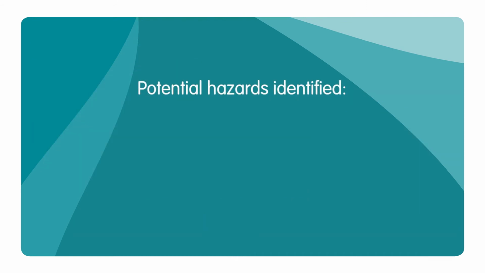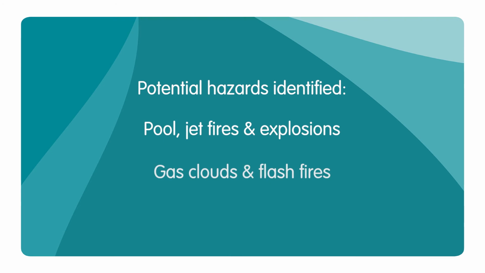Potential hazards identified as a result of leaks. Well, firstly, we have pool and jet fires and explosions. These fires and explosions are fatal in a very small area; their extent is relatively close to the leak source, so minimum consequences elsewhere. However, with gas clouds and flash fires, these flammable gas clouds may extend over significant distances, and if ignited, are likely to kill those within the cloud between the point of ignition and the source of the leak.